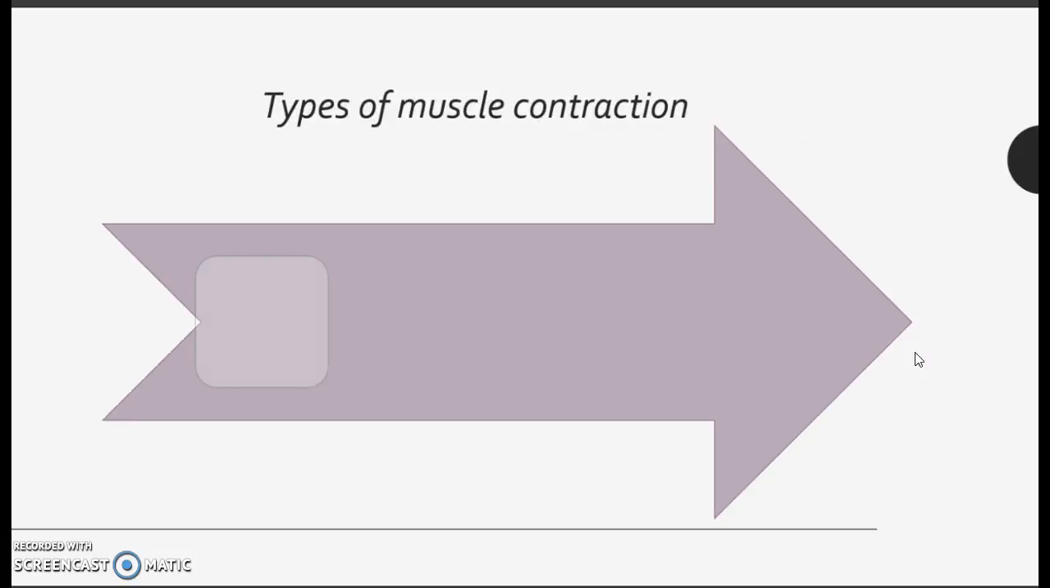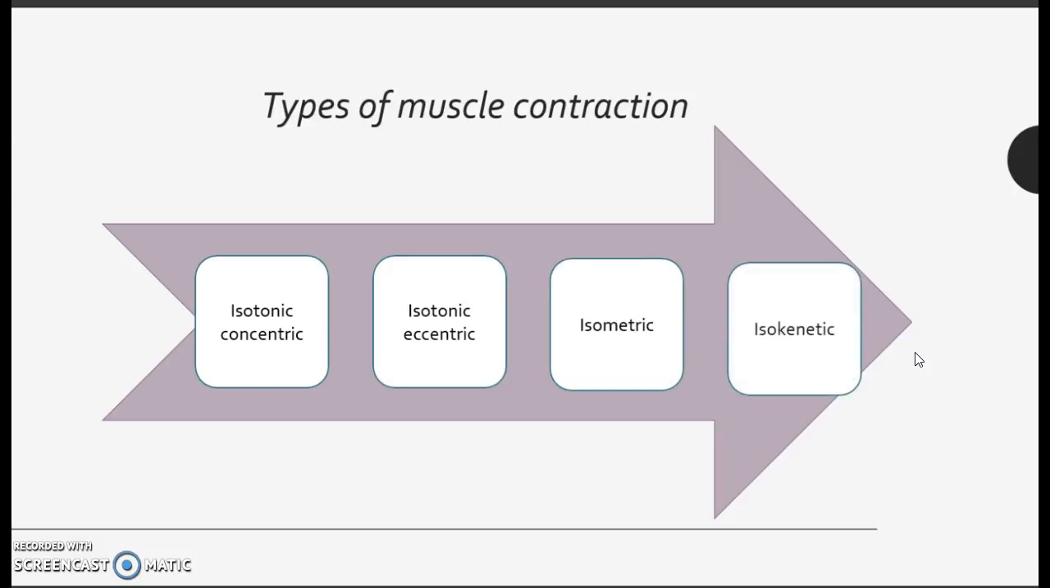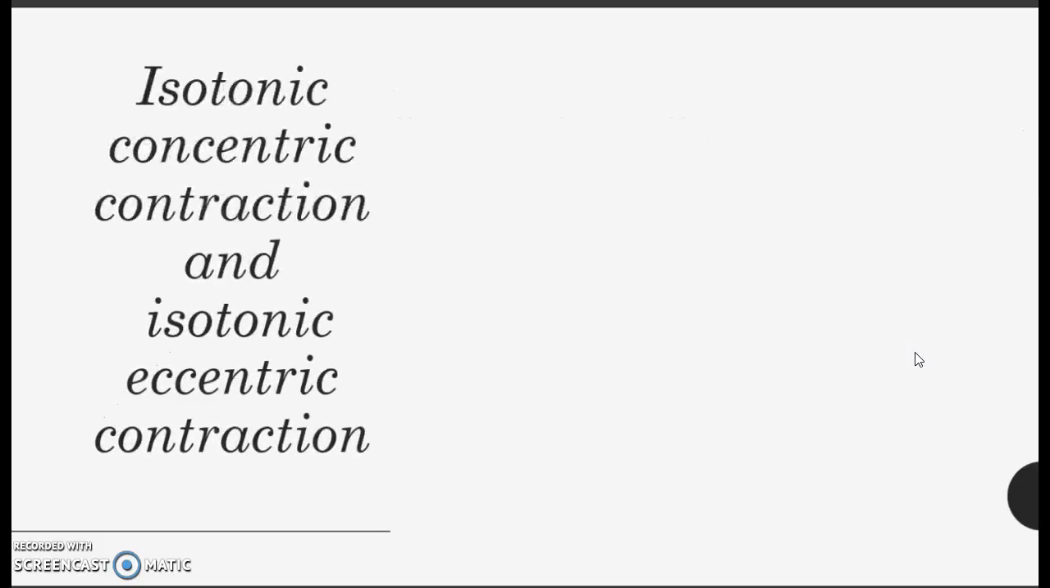Types of muscle contraction. So we have isotonic contraction, which is in concentric and eccentric, isometric contraction, and isokinetic. So the differences between the isotonic, concentric and eccentric is the length of the muscles.